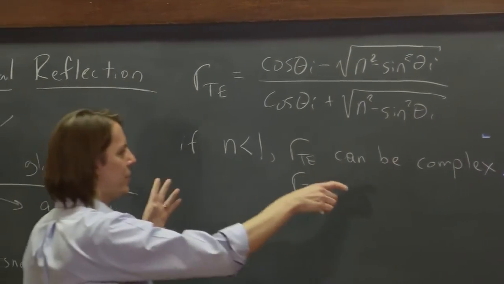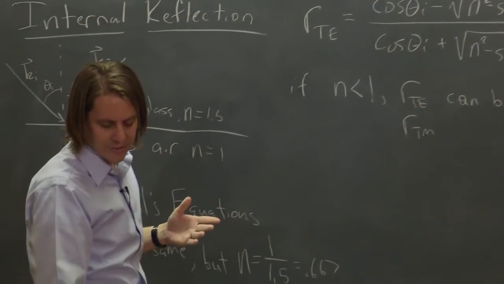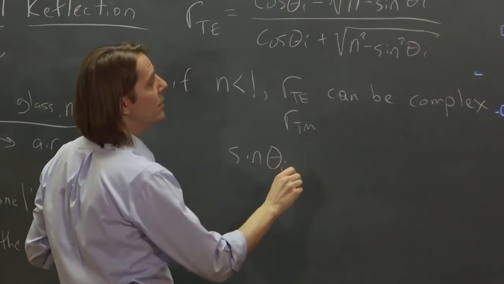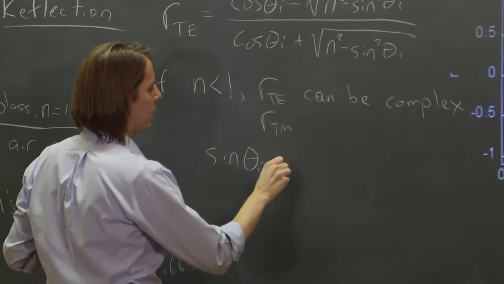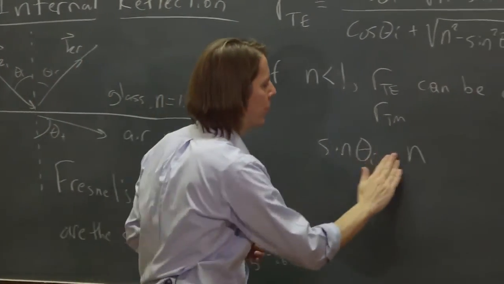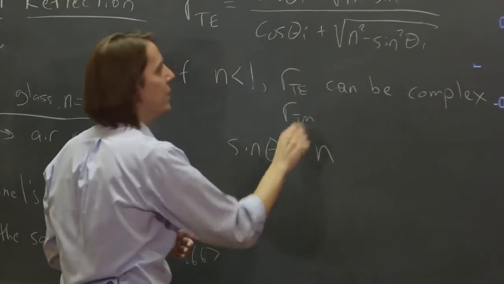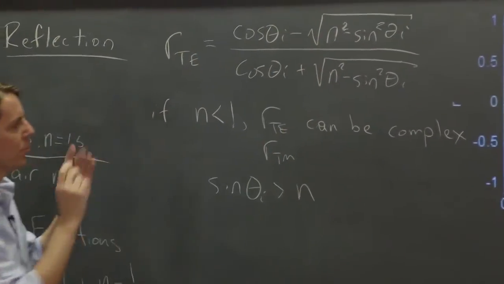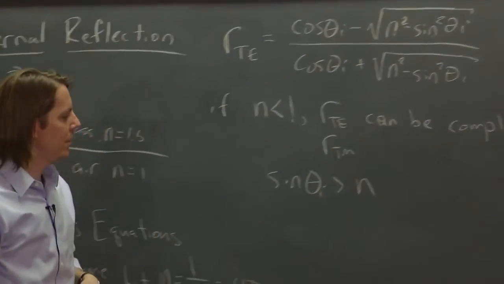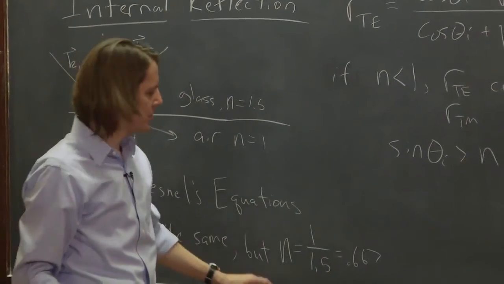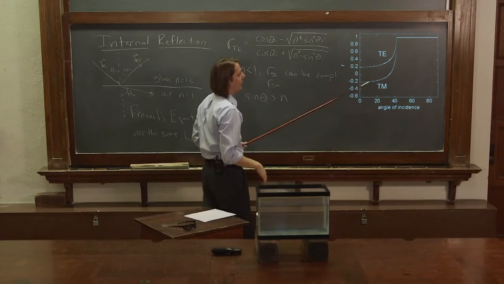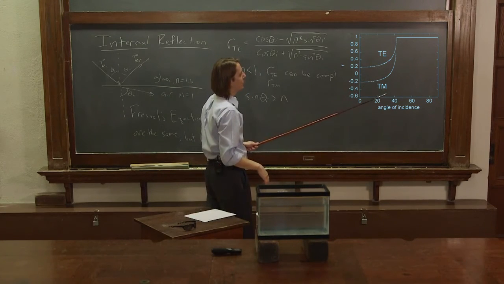So if n is less than 1, these are complex, and the condition is pretty easy to figure out. If sine theta is greater than n, then this will go complex. It's squared here, but this is also squared, so you take the square root of both, and if this is bigger than this because of the negative sign, it turns R's complex. So at low angles where they're real, everything acts normal. They act just like they did before. They're just doing it a little faster with angle.